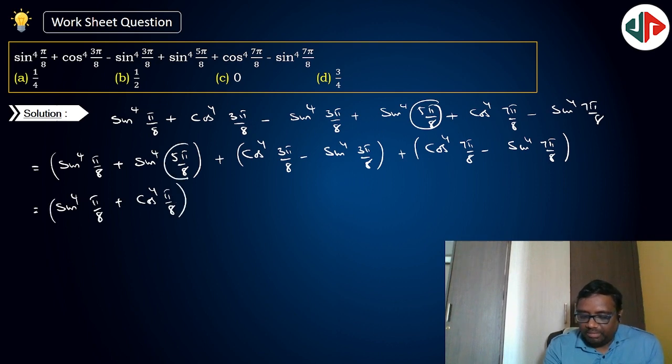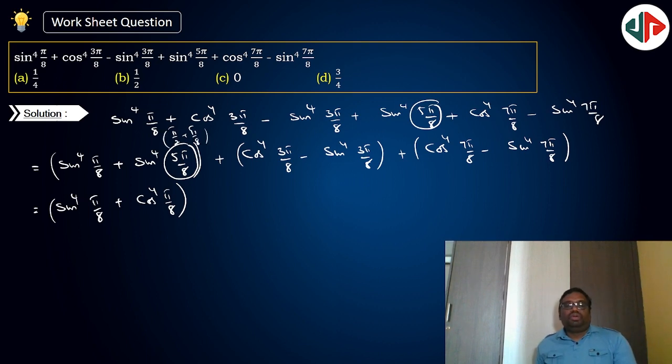The reason is that the 5 pi by 8 value we can rewrite as pi by 2 plus pi by 8. So 5 pi by 8 is in the second quadrant, where sine is always positive. So cos power 4 pi by 8. This is also in which form? Cos square minus sin square theta.